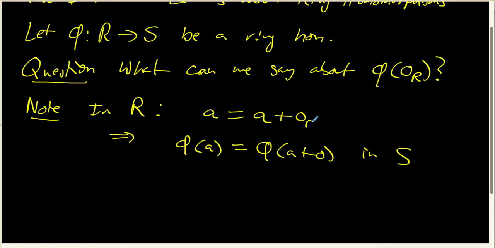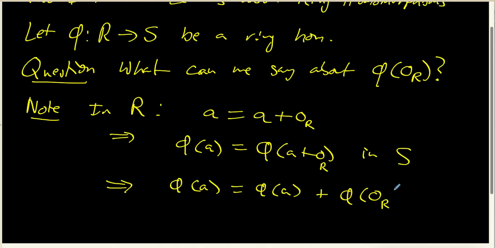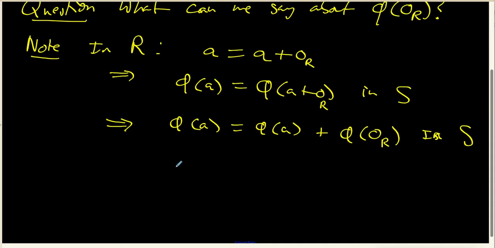So I'm going to want to make a distinction between my 0 elements. Those two zeros are both living in ring R. But now phi is a ring homomorphism, so this last thing says that phi of a is equal to phi of a plus phi of the 0 element in R. And this is still an equation inside ring S. Now, because ring S is a ring, I know that there is an additive inverse for this particular element, and I'm going to add that to both sides of my equation.